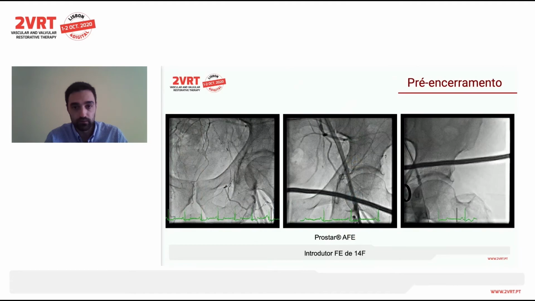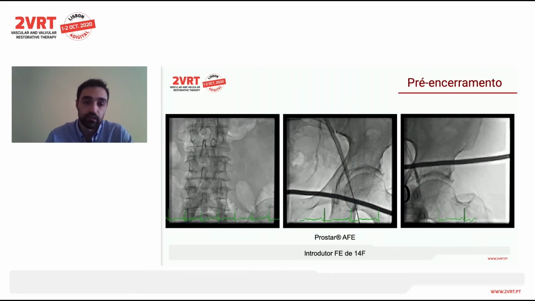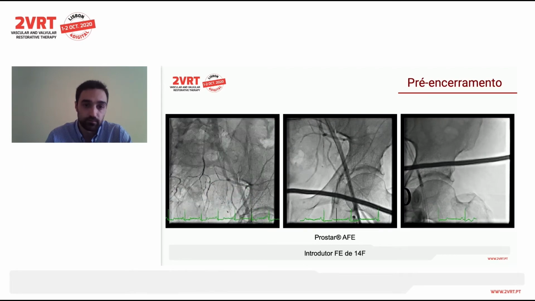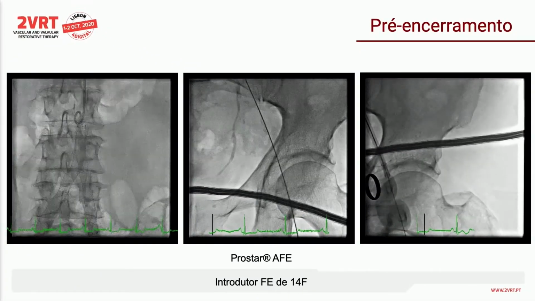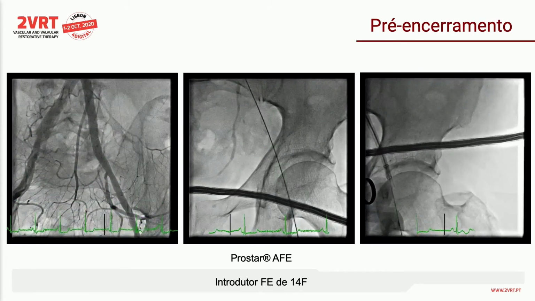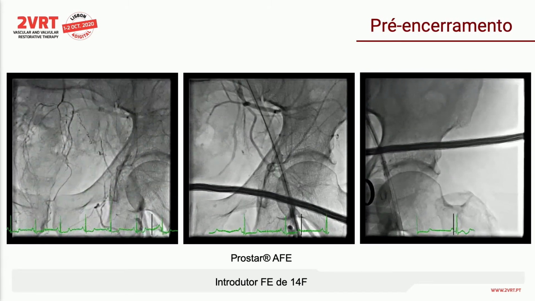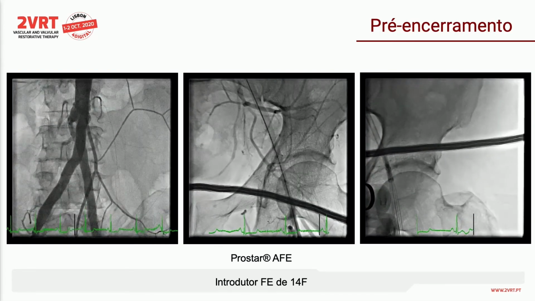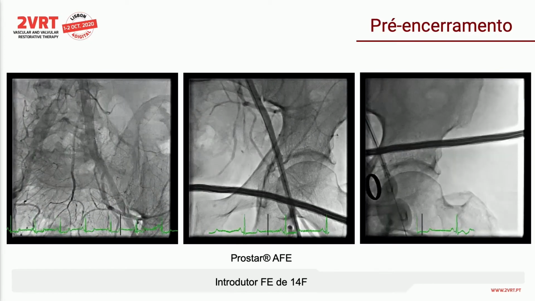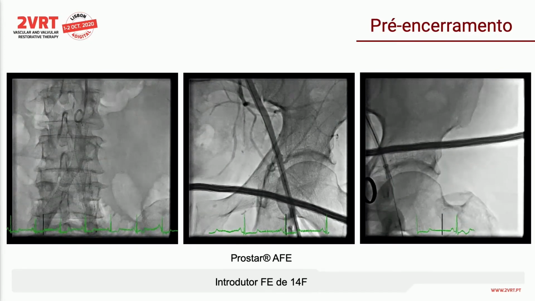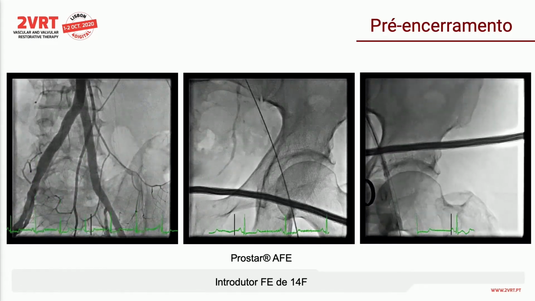So we have here an initial angiography showing the two stents patent and a left femoral artery with the guide wire in place in the second image, and the ProStar pre-closure device was applied, and the needles were drawn back here in the third image. So we used a ProStar, a suture-based pre-closure device, and we inserted a 14 French sheath.